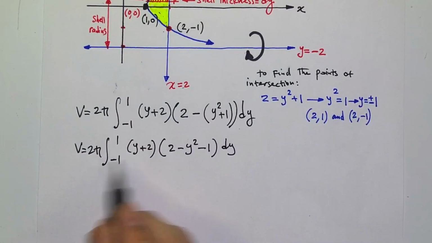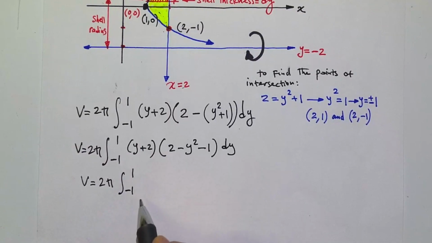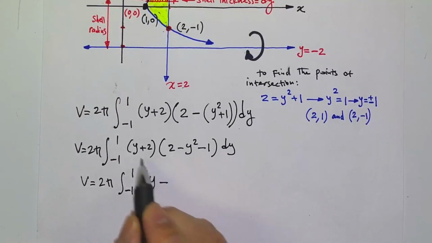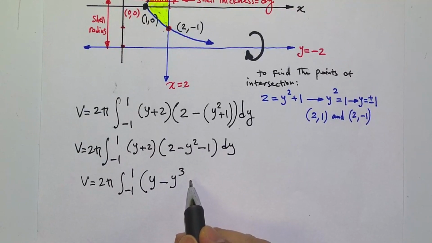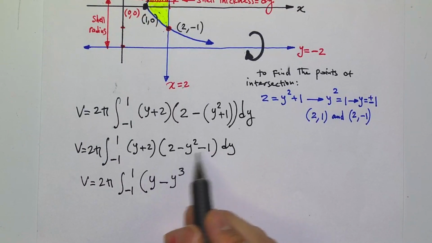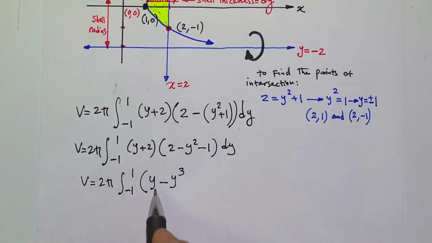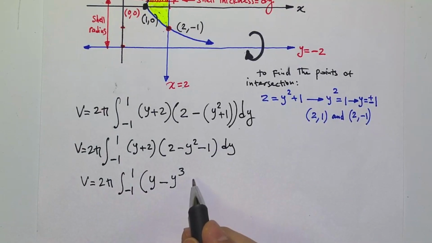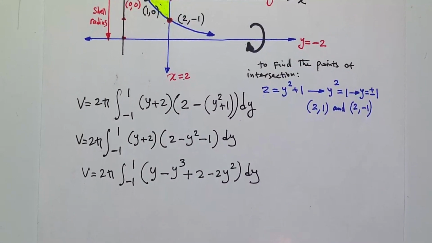And then we have 2 pi times integral from negative 1 to 1. Let me just put the simplified version here. Y, after distributing, we should have y minus y cubed. So this would be 2 minus 1 is just 1. I should have written 1. 2 minus 1 is just 1. But anyway, after we distribute and simplify everything, we should agree that this is the result.